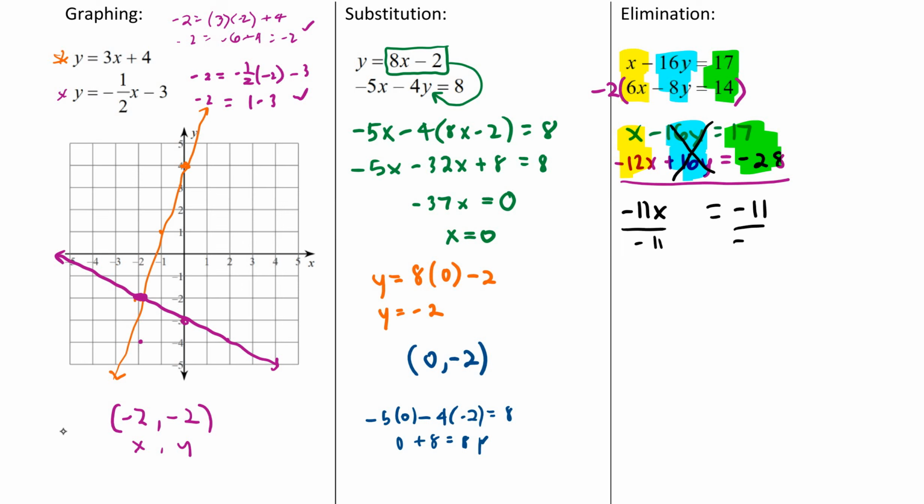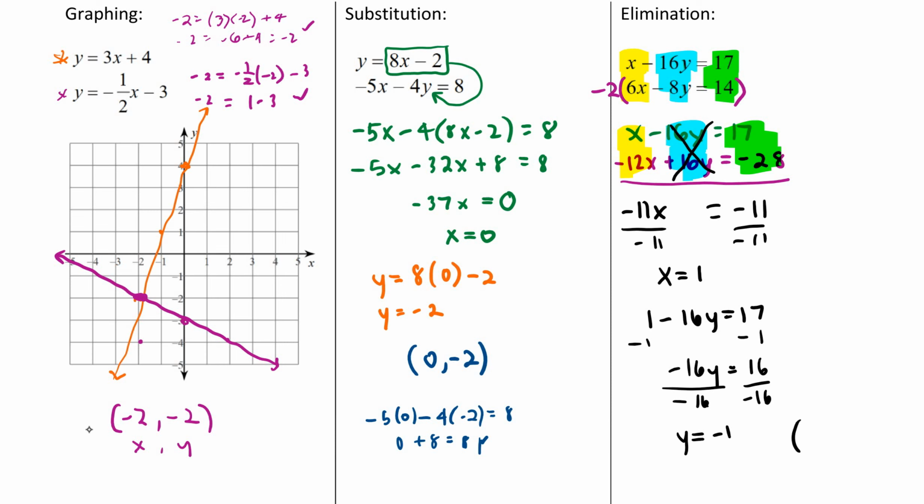Divide by negative 11 on both sides, and I end up with x equals 1. So then I go back to my original problem. I'm going to go to the top, plug in 1 for x, minus 16y equals 17. I'm going to subtract 1, and I get negative 16y equals 16. Divide by negative 16 on both sides, and I end up with y equals negative 1. So my coordinate pair is 1, negative 1. I can go ahead and check that by plugging it into either of the equations to make sure I've done it right.